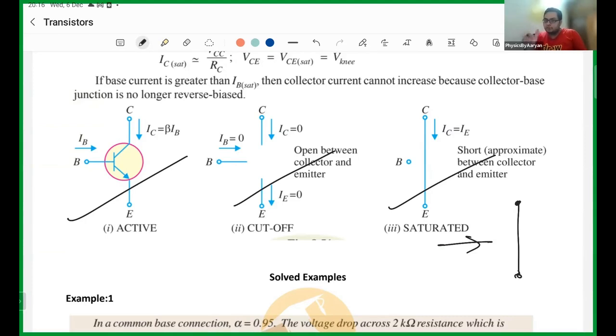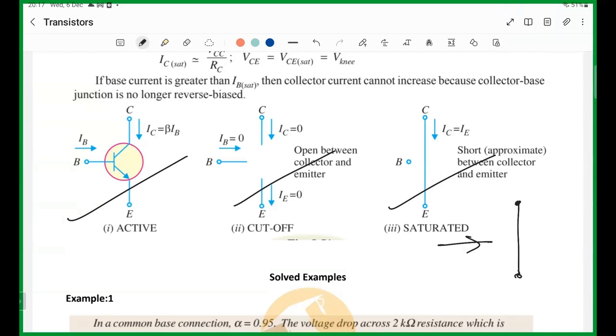You have lost the control. The control we had was that we could tune the base current and tune this thing. That control has been lost. Now your transistor is behaving like a wire. Transistor is not a transistor now, it is behaving like a normal resistor.